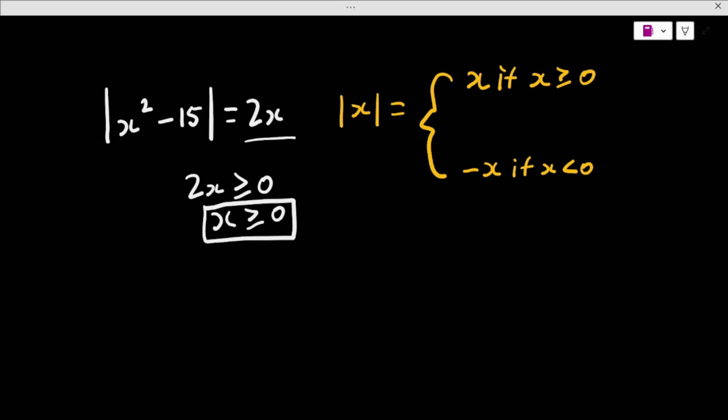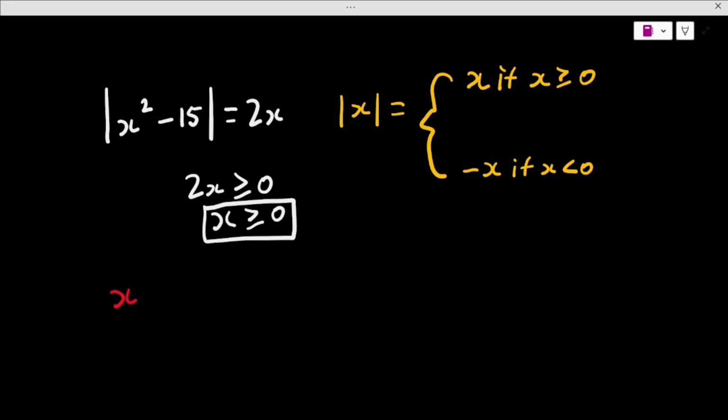Now, from this definition of absolute functions, what we know is that this x squared minus 15 can be two possible cases. The positive version of 2x or the negative version of 2x. So we need to consider both of these cases.